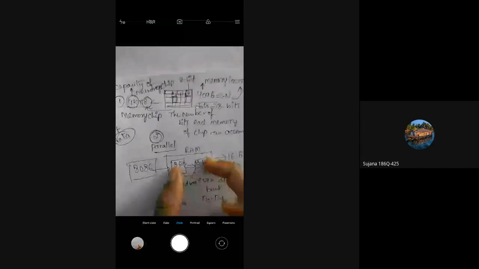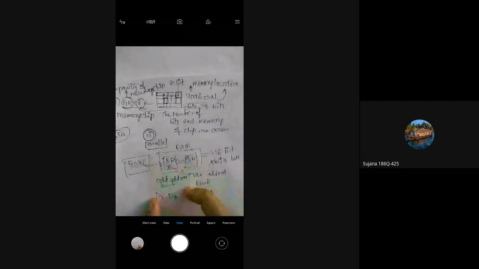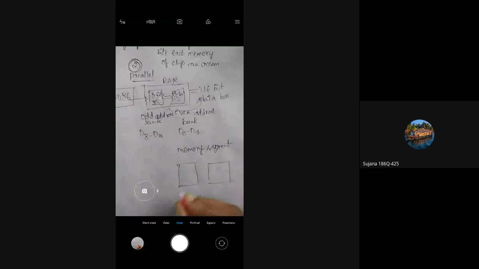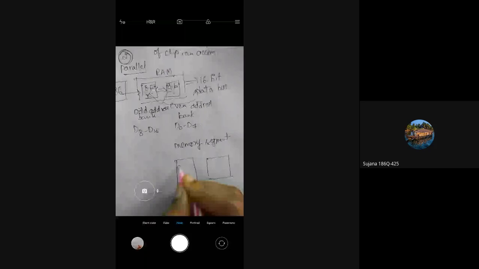We have arranged the memory chips so as to obtain a 16-bit data bus. The upper is called the odd address memory bank, and the lower is called the even address memory bank. When I explained memory segmentation in the first unit, I told you that the entire memory is divided into two parts: the odd address bank and the even address bank.